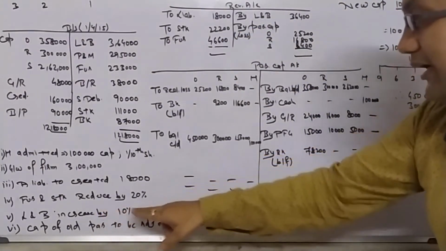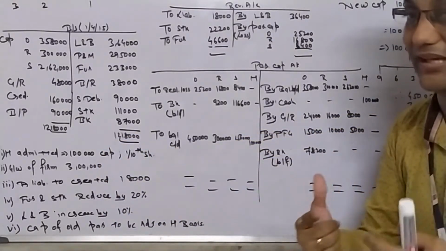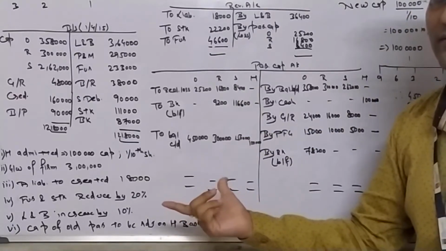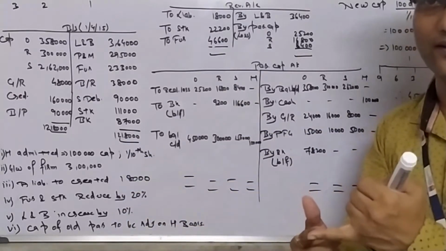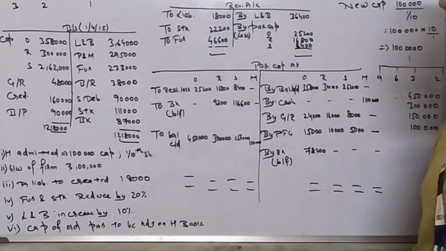Third, land and building to be increased by 10%. Guys, all these figures are for change in asset and liability. I am doing that. We need to find out what are the changes in asset and liability, and put it in the revaluation account. Land and building to be increased by 10%.